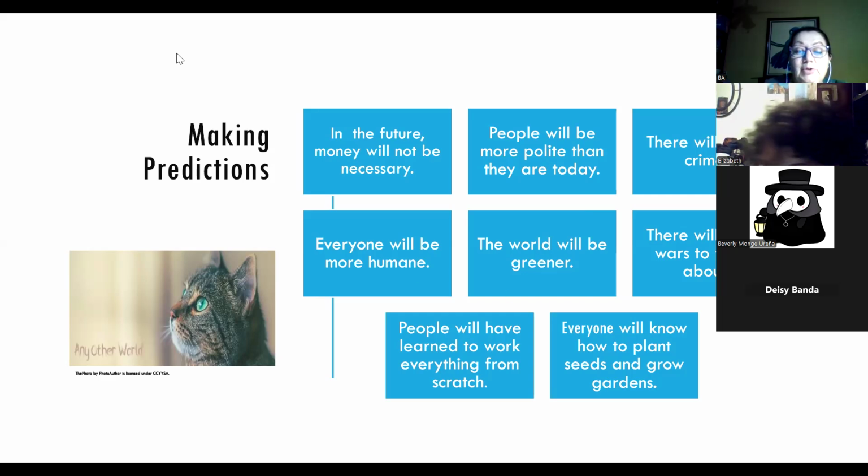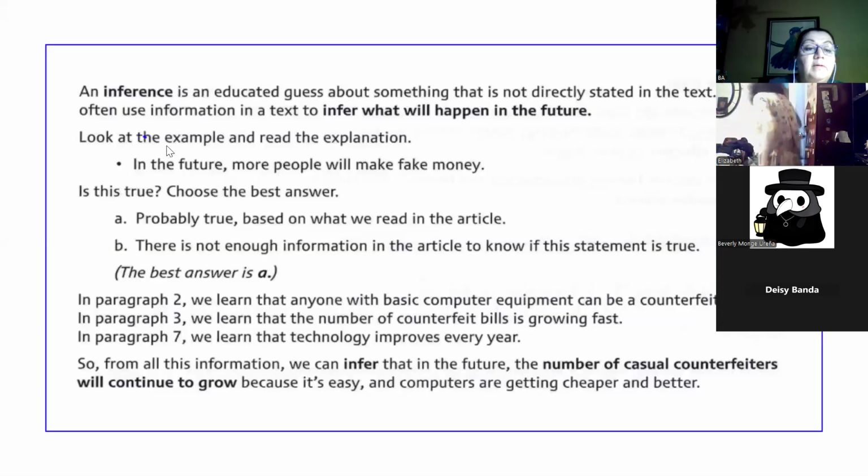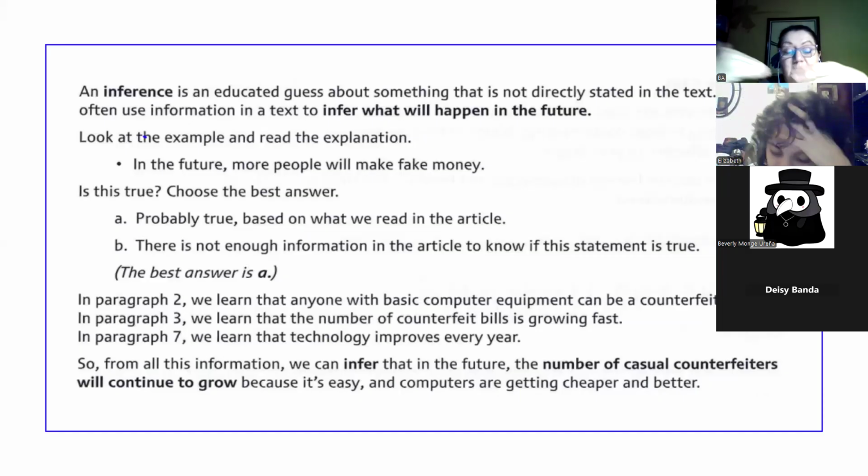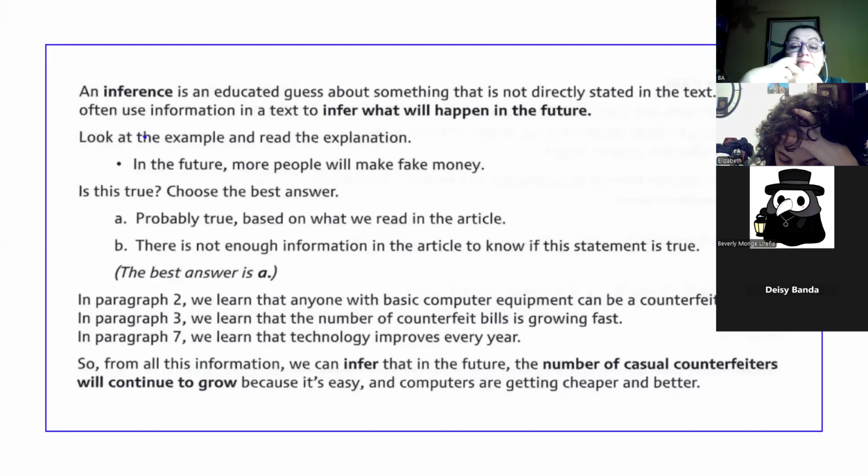Okay, questions here. Preguntas en esta parte de predictions. No, okay. Vamos a empezar a hacer inferences, luego vamos a volver a las predicciones, ¿ok? Cuando ustedes me van a decir más predicciones. An inference is an educated guess about something that is not directly stated in the text. Ya esto lo sabíamos, ¿verdad? Readers often use information in a text to infer what will happen in the future, okay?